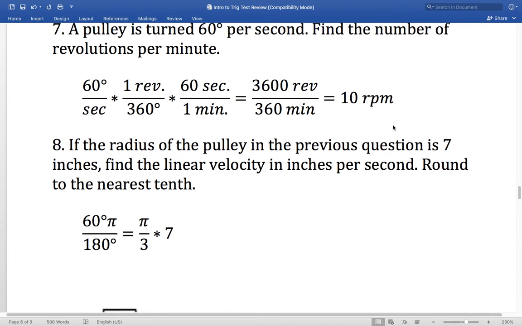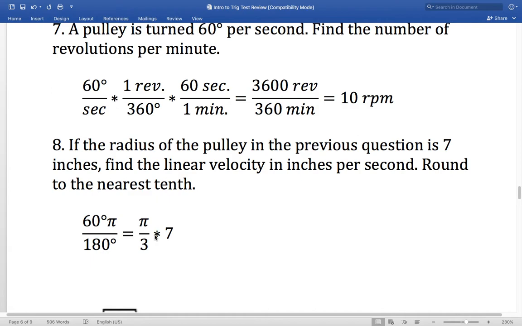Okay, now we have a situation that applies to number 7, but you do not need the answer from number 7, just the information from up here. If the radius of the pulley in the previous question is 7 inches, find the linear velocity in inches per second. For linear velocity, we have to have our angle in radians instead of degrees. So I'm converting from degrees into radians. Multiply your degrees by pi, divide by 180. That reduces to pi over 3.